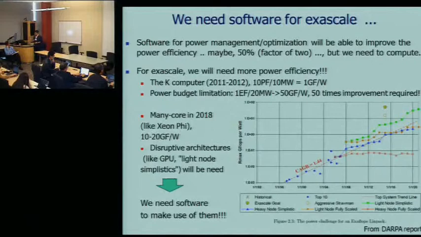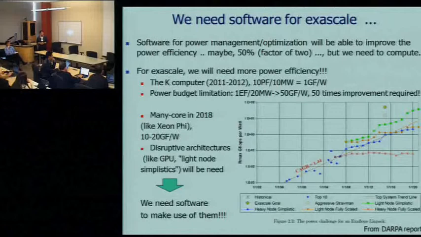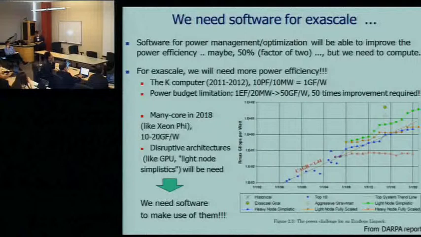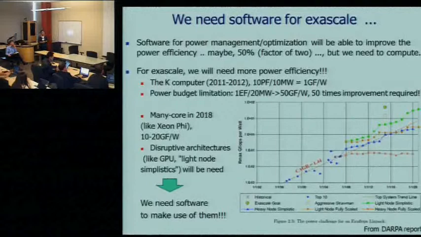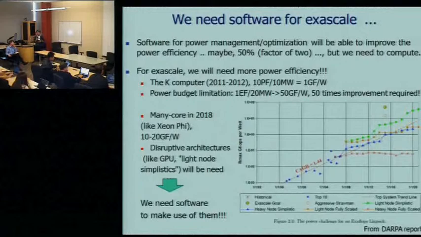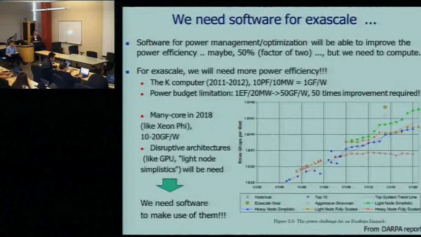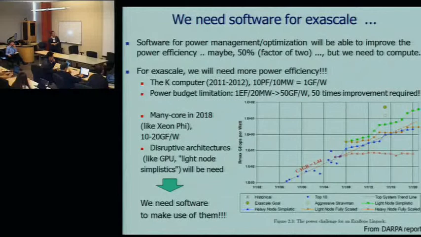The chart is taken from the DARPA report for exascale software. Looking at this report, the projection for the power consumption of many-core and conventional multiprocessor systems will reach from 10 to 20 gigaflops per watt in the range of 2018 to the 2020s. So to break exascale in the range of 2020, we need more power efficient hardware like GPGPU, which in this chart is indicated as the light node simplistic architecture.